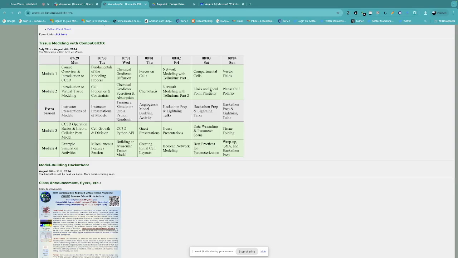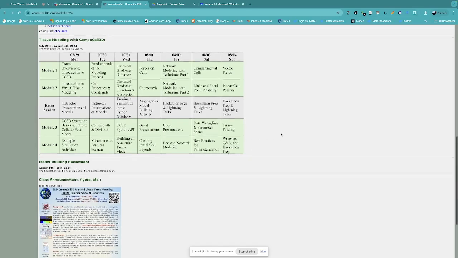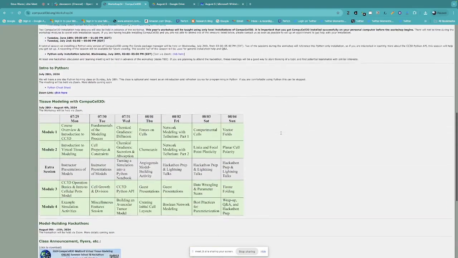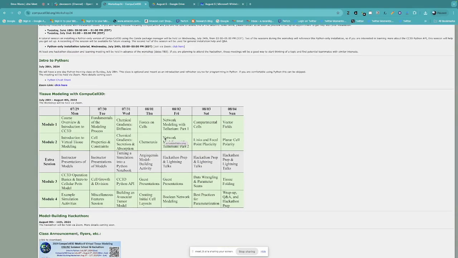Then there was, of course, compartmental cells, focal point plasticity, data wrangling, best practices for parameterization. So I guess these modules were different from these modules. Then vector fields, planar cell polarity, tissue folding, and then they were prepping for the hackathon, which of course is probably just implementing some of these things more.